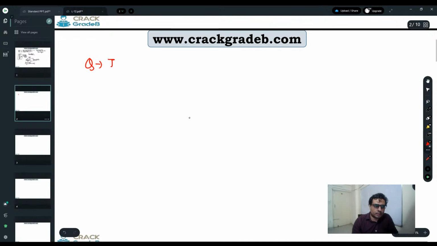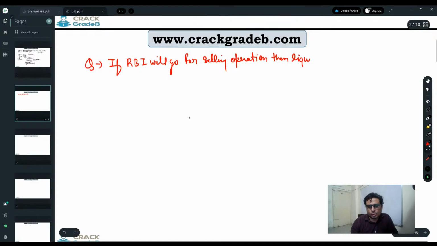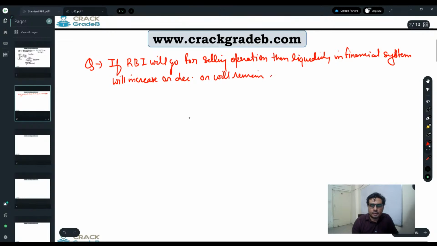One kind of question: if RBI goes for a selling operation, then the liquidity in the financial system will increase, decrease, or remain the same, right? One kind of question.